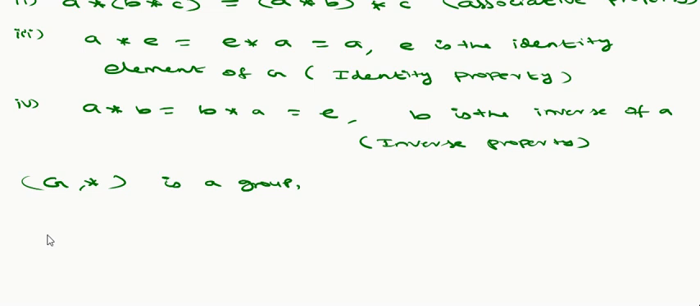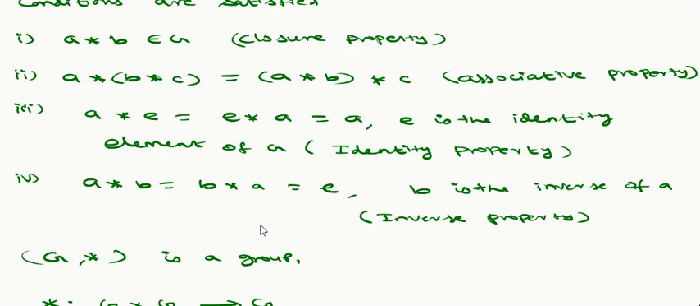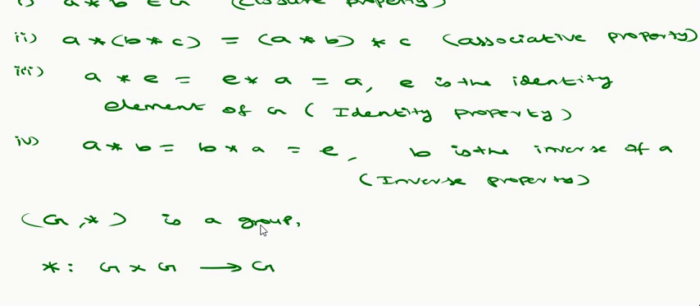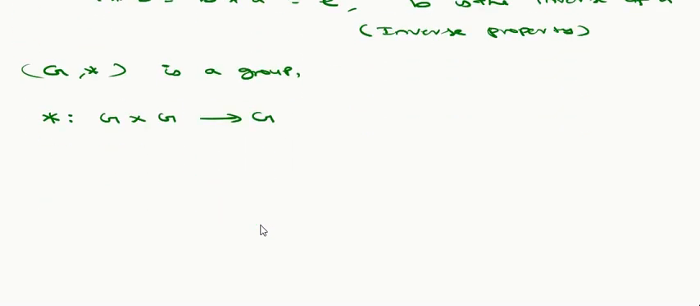Star is a binary operation, so star is a function from G cross G to G. If star is a binary operation, then automatically the closure property will be satisfied. Now next let us see some examples of group.